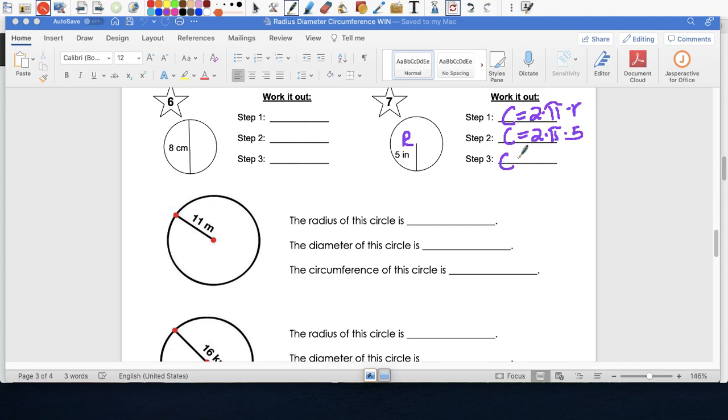I'm going to multiply it out. 2 times 5 is 10, or 10 times pi. That's answer number 1. So you can either leave it with pi, or we multiply 10 times pi and find the numerical answer, which is 31.42.